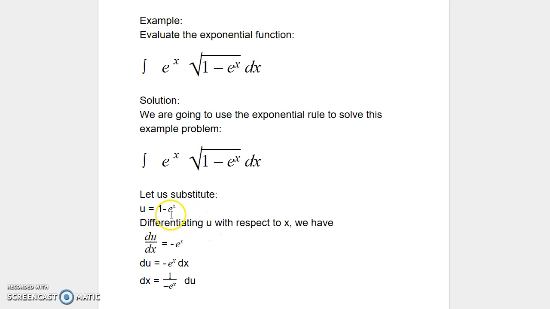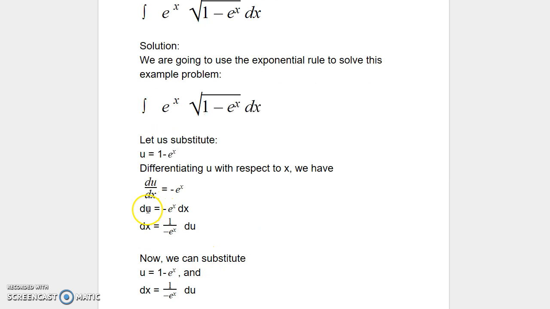Let us substitute u as equal to 1 minus e to the power of x. 1 minus e to the power of x is what we have under the radical term here. So therefore, differentiating u with respect to x, we have du by dx is equal to d by dx of 1 is 0. d by dx of e to the power of minus x is minus e to the power of x. We have seen that in the differentiation process.